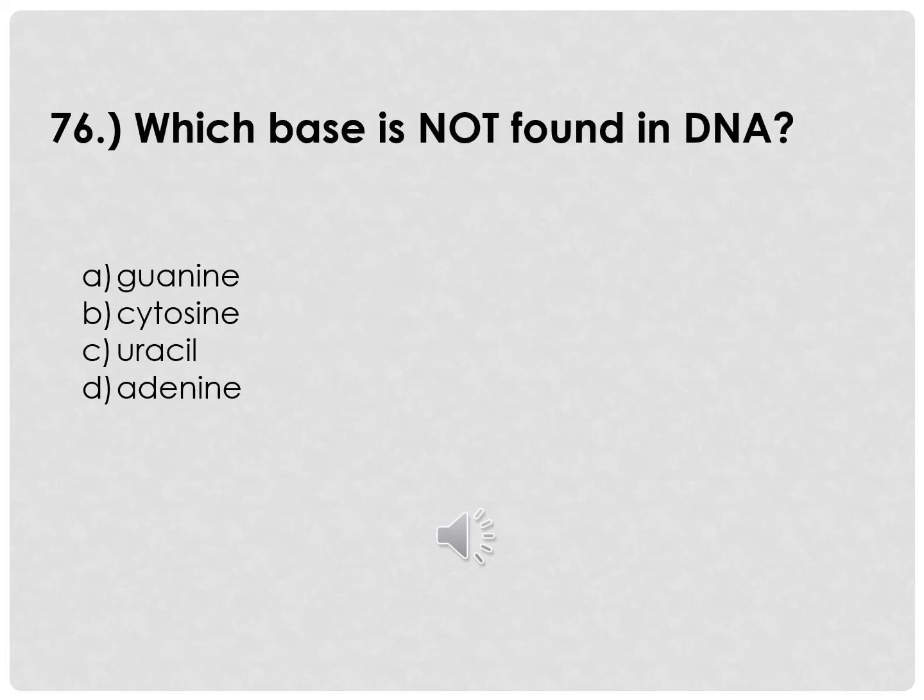Which base is not found in DNA? If we remember our base pairings of CG and TA in DNA, we can rule out everything except for uracil, which is found in RNA. So C, uracil, is the base that is not found in DNA.